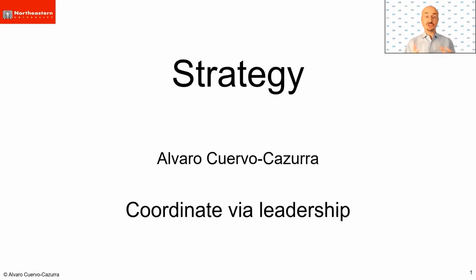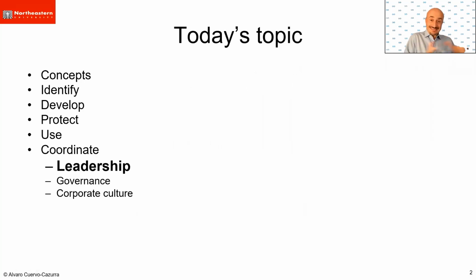Today we are going to analyze leadership, and not just leadership in general, but how we can use leadership to coordinate the competitive advantage of a company so that the strategy is very successful. With this, we are going to start the third segment, the last segment of the course, in which we try to think about coordination. We start with leadership, then we move into issues of governance, and then we finish with a story of corporate culture.